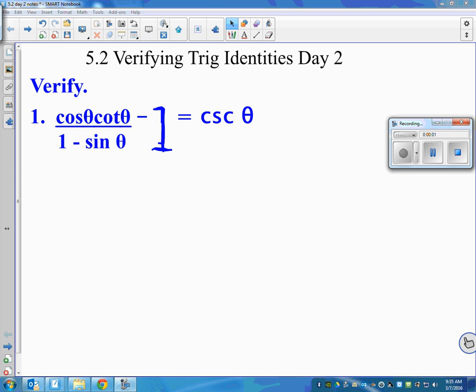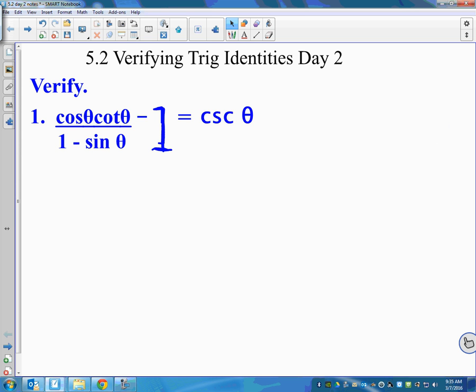Pick the left side to work with. Common denominator? Do you agree that that would be a good step to take? We could maybe try to simplify that a little bit first, but how could you rewrite cotangent? 1 over tangent, or in terms of sines and cosines, cosine over sine, which means it wouldn't cancel out the cosine, so I'm just going to leave it for now.